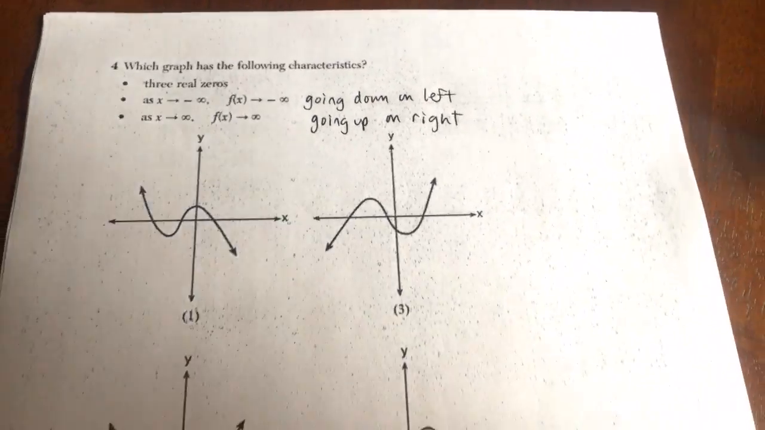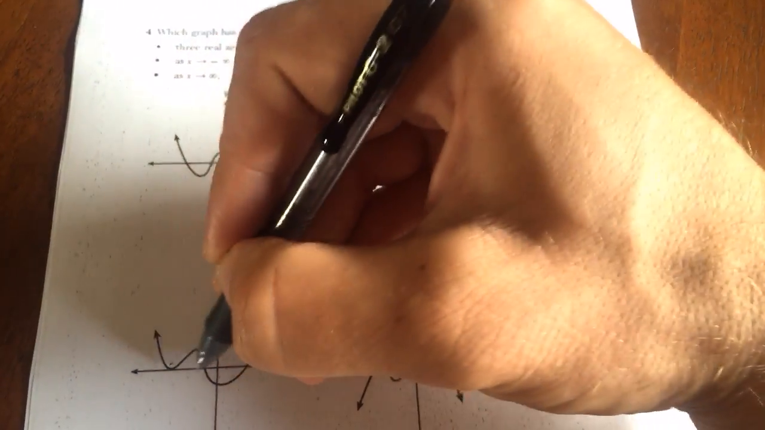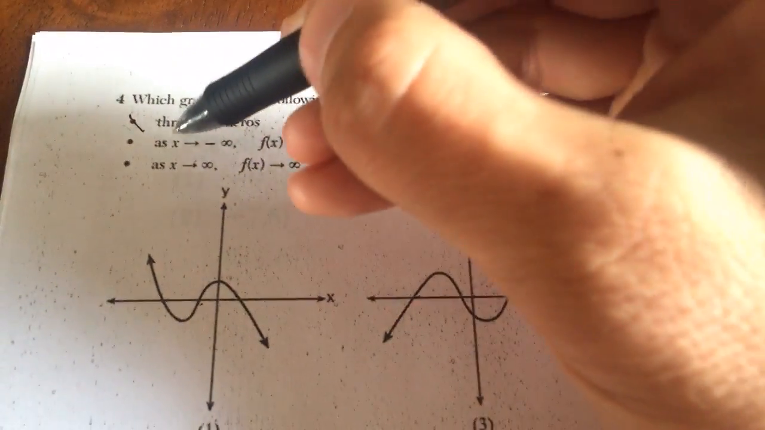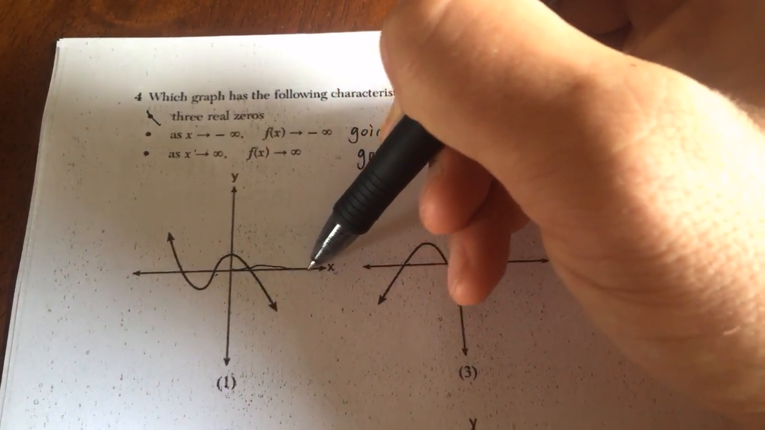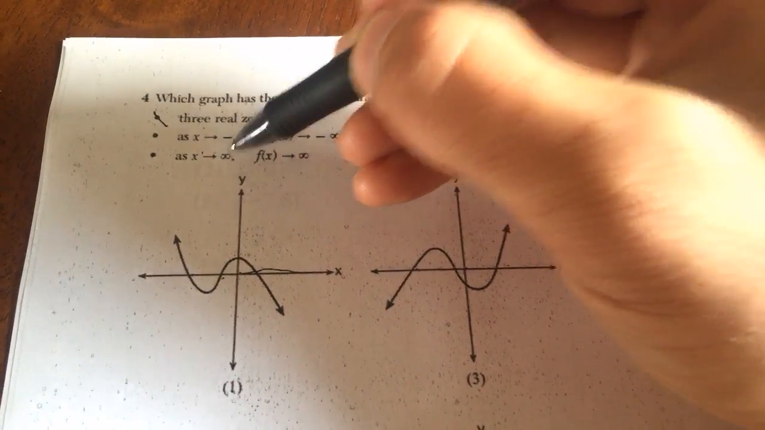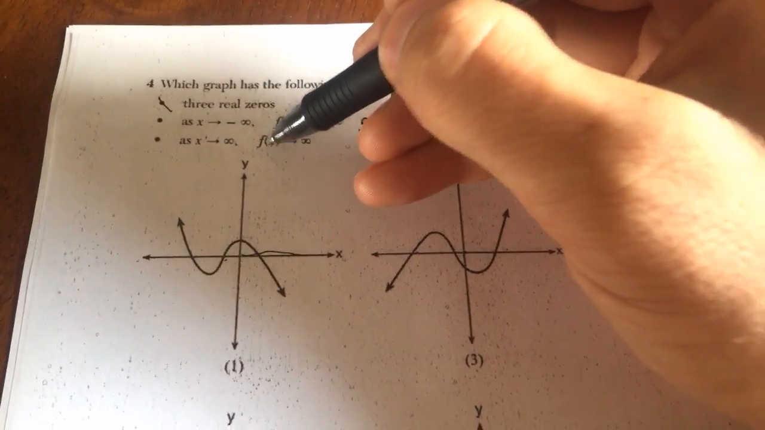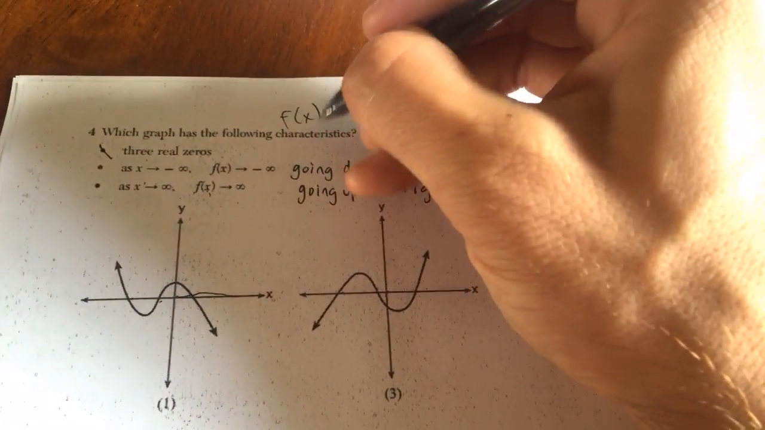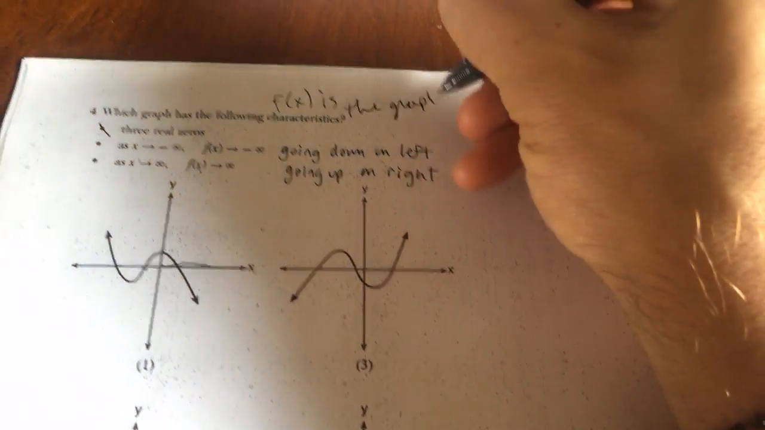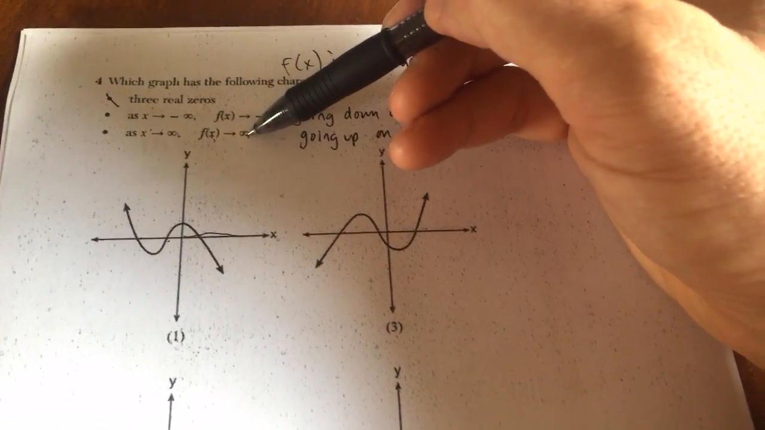Number 4, if you notice, all 4 of these graphs cross the x-axis at 3 places. Therefore, they all have 3 real zeros. Now, this notation means that as my x values approach, let's look at this last bullet point, as my x values approach infinity, so as my x values are going out this way, what's the graph doing? Remember f of x is the graph. Is the graph also going towards infinity?